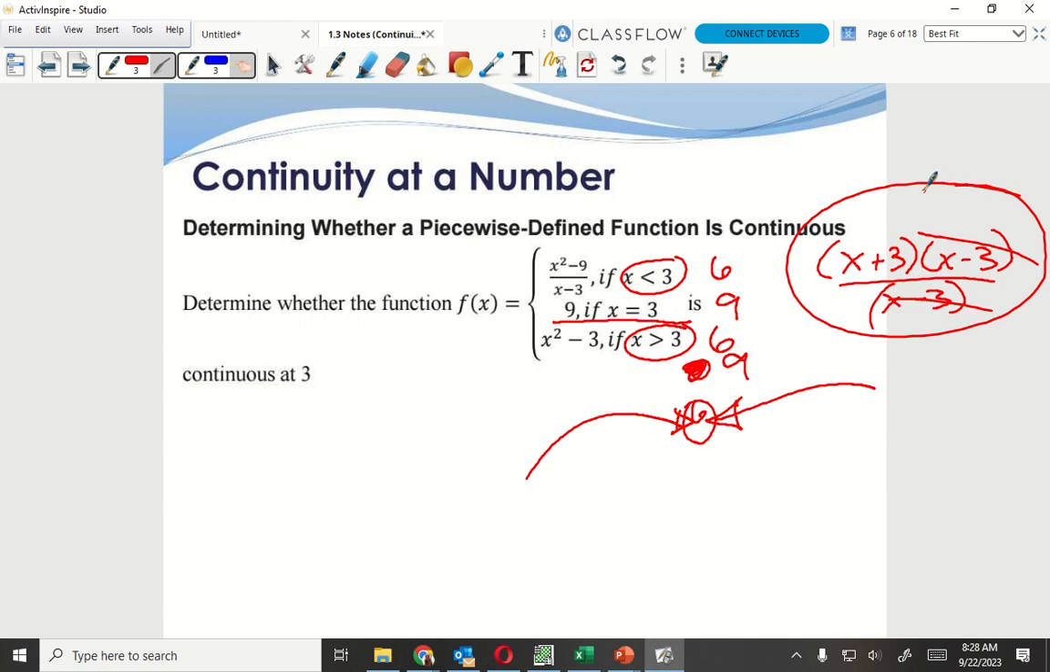In my analogy of a roller coaster, being continuous, you want it nice and smooth, no holes, no breaks, nothing. A solid line. For it to be continuous you want a solid line, but here it's not, because at 3, you're going to fall down somewhere. So this is not continuous. It is discontinuous.